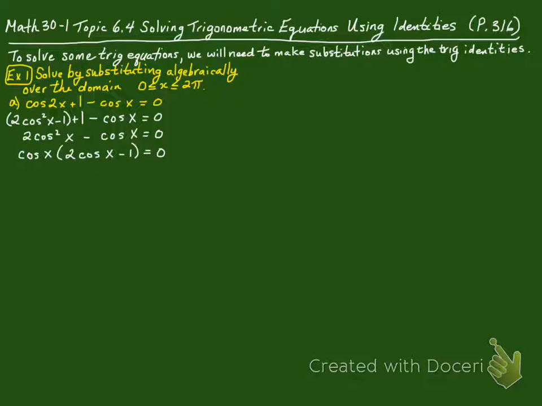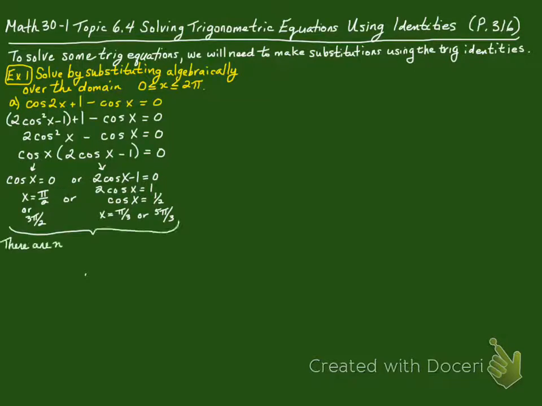Now, this tells us that these two will give you a product of 0 when the cosine of x is equal to 0, or when 2 cos x minus 1 is equal to 0. Now, the cosine of x is going to be equal to 0 when x is equal to pi over 2, or 3 pi over 2, or 2 cos x is equal to 1, or the cosine of x is equal to a half. Well, that's going to occur when x is pi over 3 or 5 pi over 3.